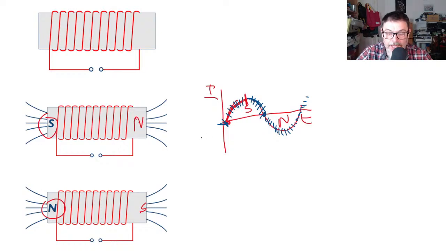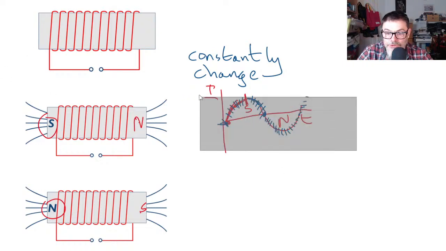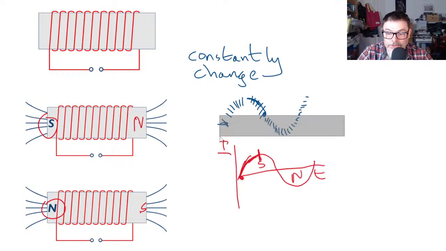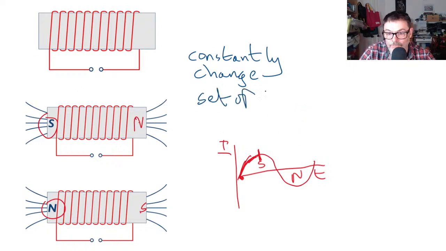So in other words, the key idea here is that because we have a constantly changing current, we have a constantly, really important phrase this, constantly changing amount of flux, or constantly changing set of flux lines. Let's leave it like that for the moment. A constantly changing set of magnetic flux lines. I wanted to say a constantly changing set of flux lines. Not only are they getting stronger and weaker, but every half cycle they're changing direction. Now, that's going to be really important, this idea.